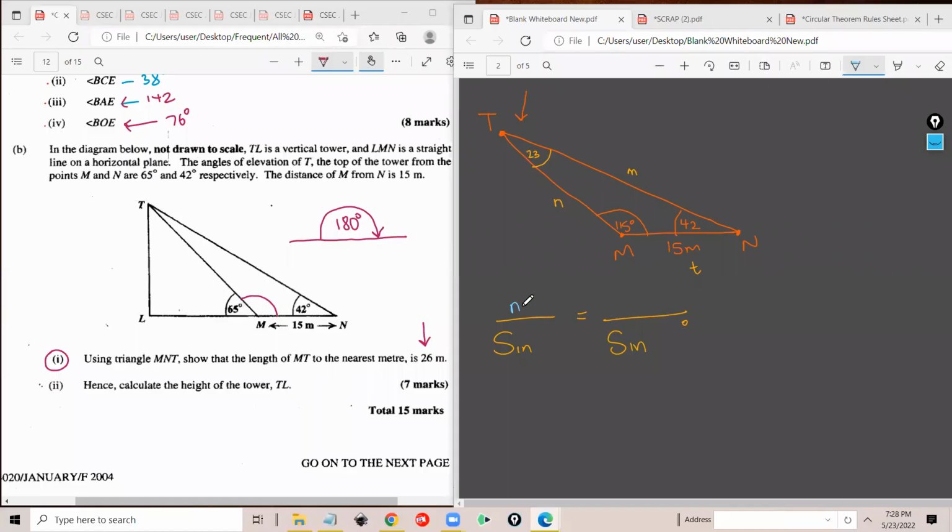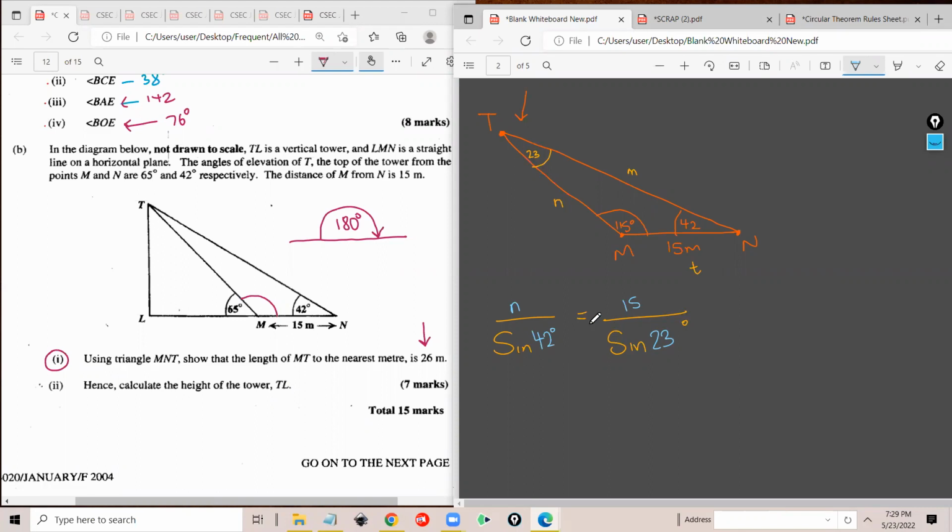Right, so sine N over... that's what we're trying to find, sine capital N. Remember, it's 42 degrees, that's capital N. It was sine T divided by sine capital T. Right, so it turns out we did need the 23 degrees.